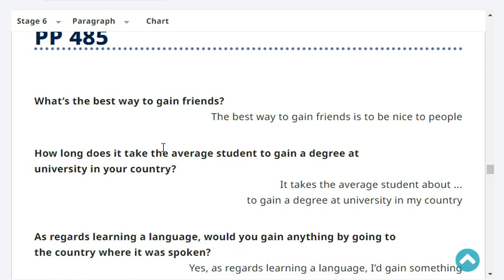How long does it take the average student to gain a degree at university in your country? It takes the average student about 4 years to gain a degree at university in my country.